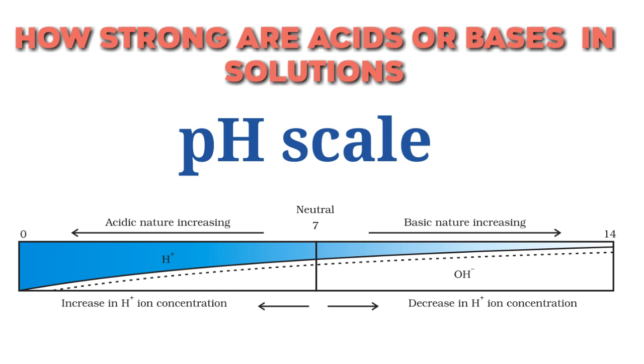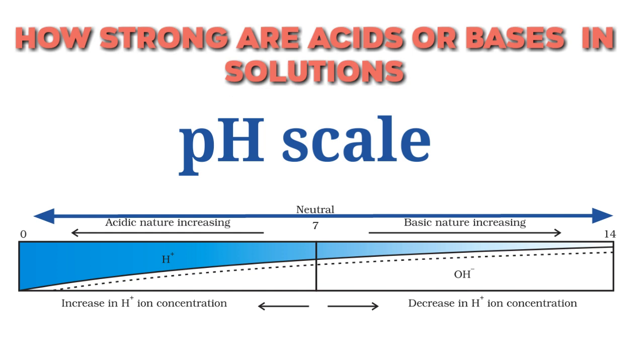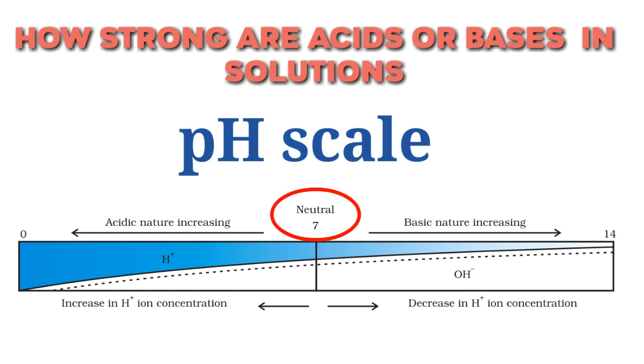The common pH scale has pH values from 0 to 14. At pH 7, a solution is neutral. As the pH of a solution decreases from 7 to 0, the hydrogen ion concentration in the solution goes on increasing and hence the strength of acid also increases. On the other hand, as the pH of the solution increases from 7 to 14, the hydroxide ion concentration also increases, due to which the strength of base also increases.